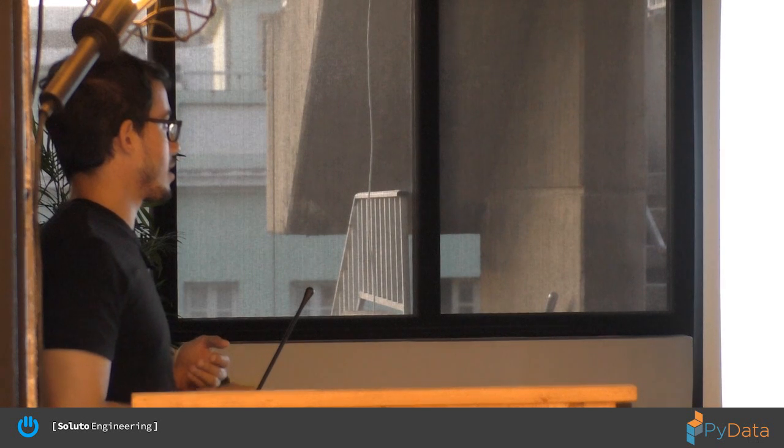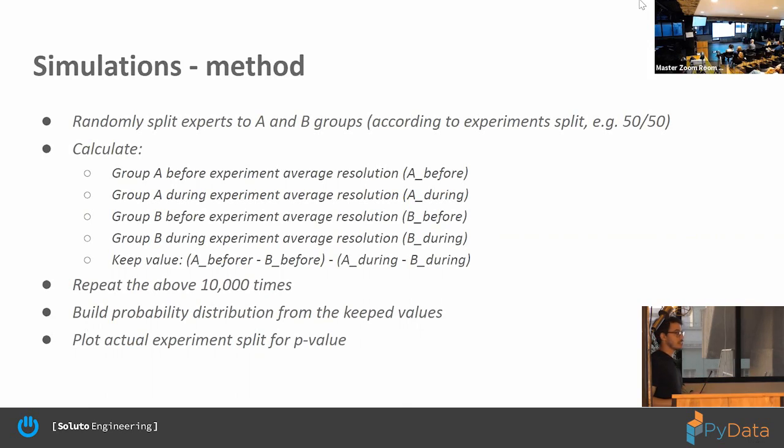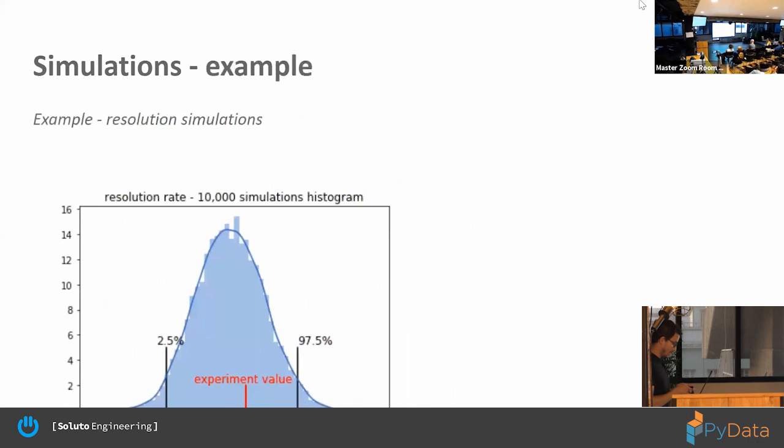And repeating this process multiple times, 10,000 times in our case, and using this to build the distribution of this statistic. At the end, we can take the actual split of the experts from the experiment, look at the same statistic, and plot it. For example, what we got when running all the simulations was this distribution. Those are the usual thresholds, and the experiment value resides over here, meaning this specific experiment did not introduce any significant change to the resolution rate.